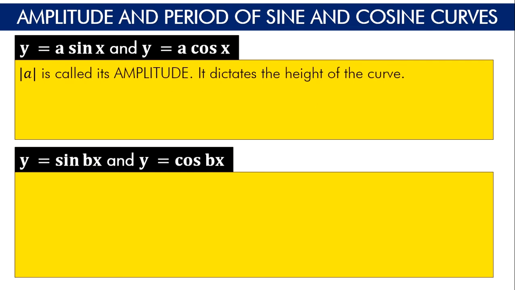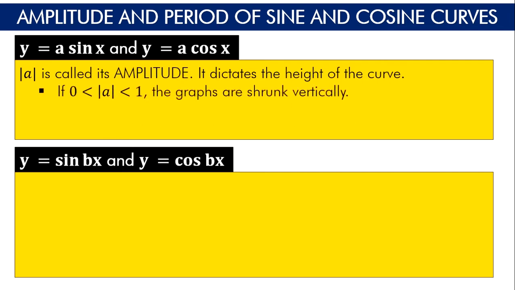So the absolute value of A is called its amplitude. It dictates the height of the curve. As you can see, if we multiply by a constant there, it will reflect in its height, the minimum and the maximum value of the function.